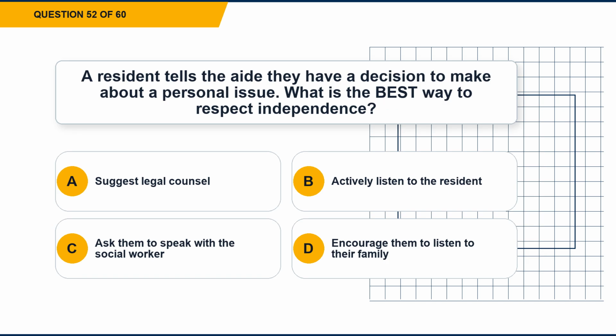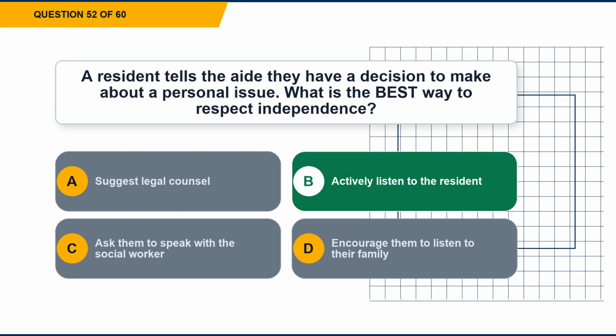Question 52. A resident tells the aide they have a decision to make about a personal issue. What is the best way to respect independence? Option A. Suggest legal counsel. Option B. Actively listen to the resident. Option C. Ask them to speak with the social worker. Option D. Encourage them to listen to their family. The correct answer is option B. Actively listen to the resident.